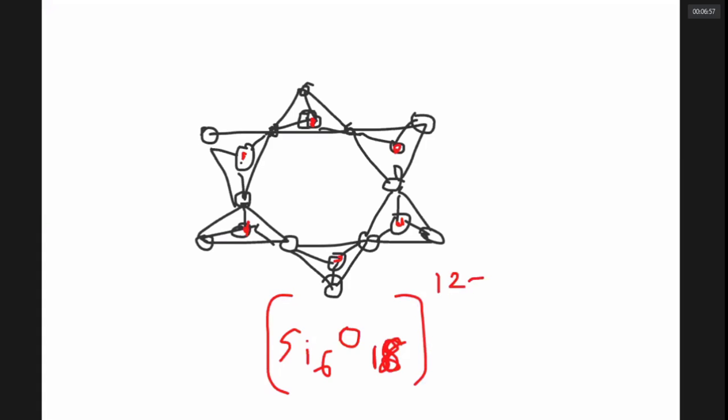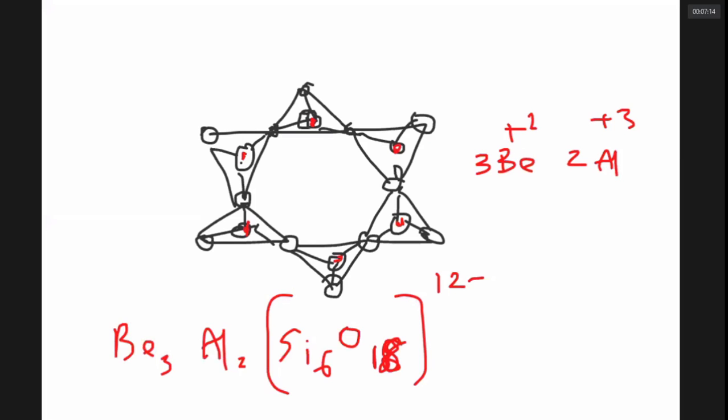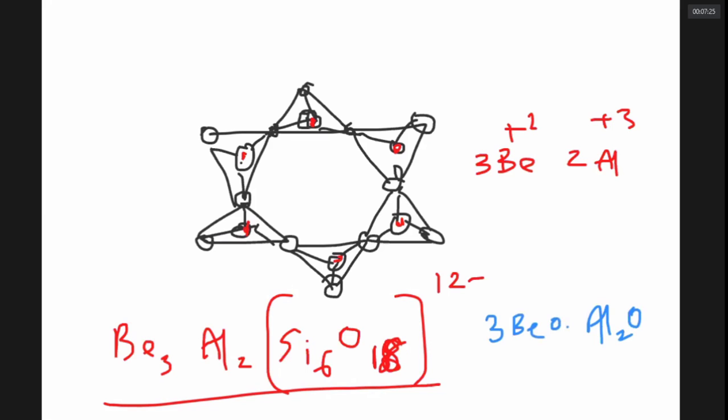To neutralize the 12 negative charges, you can have 3 beryllium ions and 2 aluminum ions, because each beryllium is +2 and each aluminum is +3. So I can say it as Be3Al2Si6O18, or it can also be written as 3BeO·Al2O3·6SiO2.